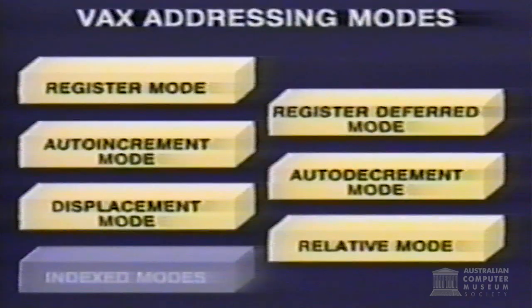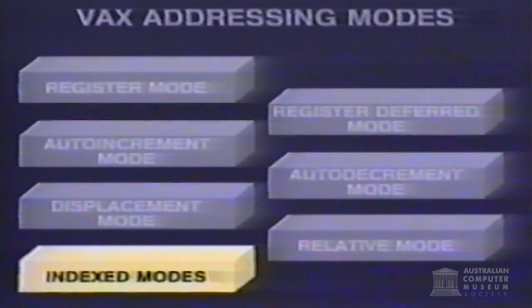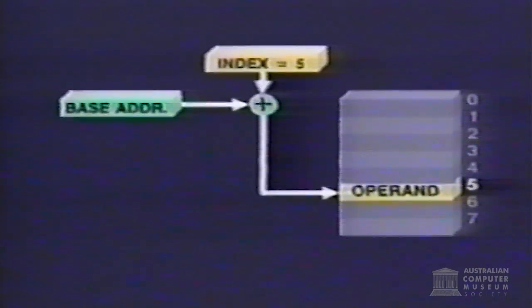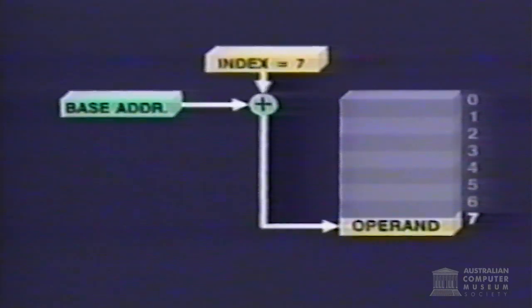We've described a number of addressing modes that use the general registers and program counter to locate instruction operands. There are also several variations of indexed modes. Indexing is typically used to access individual items in arrays. The base address of the array is summed with an index value to produce the address of the operand. During program execution, the index value can be modified, so it's possible to reference any item within the array. An index value of 0 selects the first item in this array. An index value of 7 selects the last item.